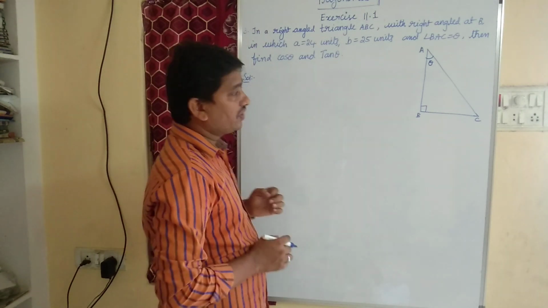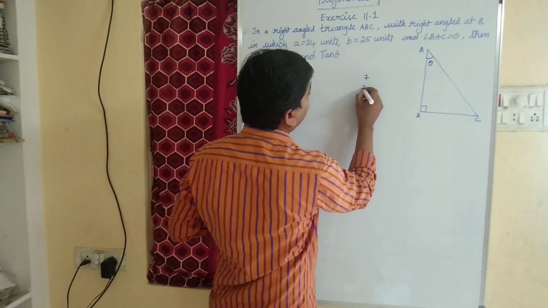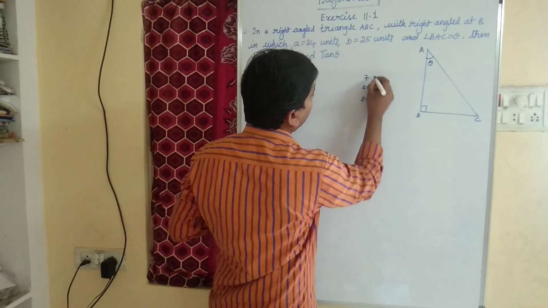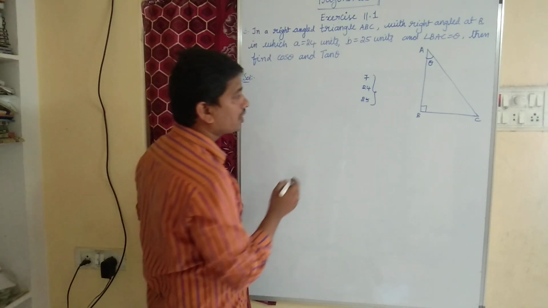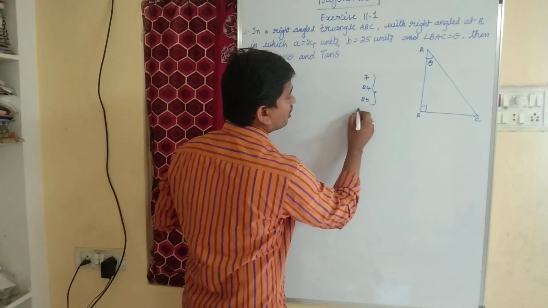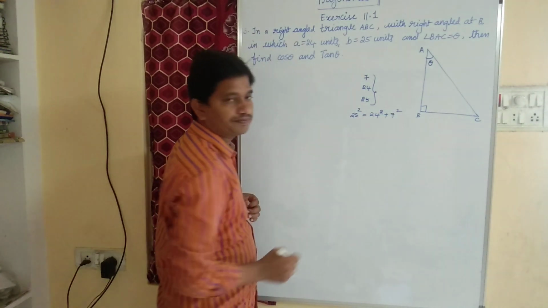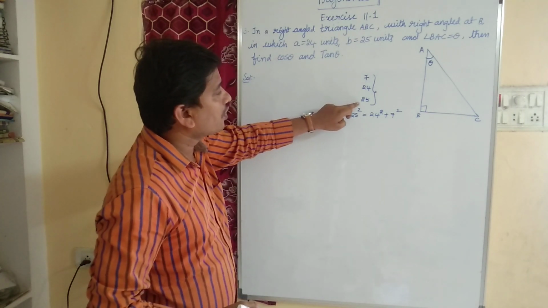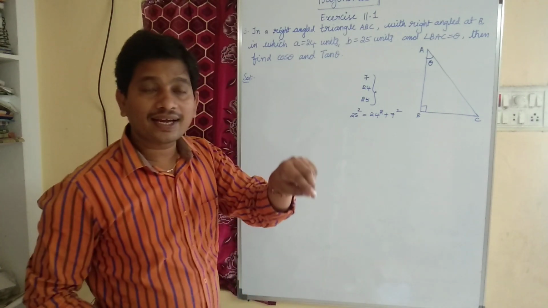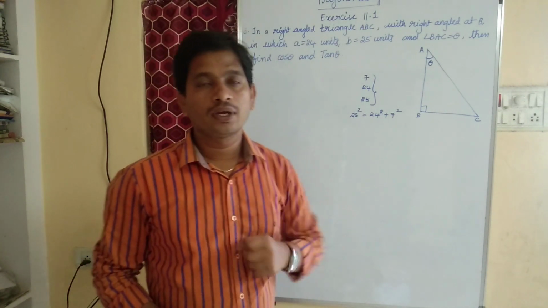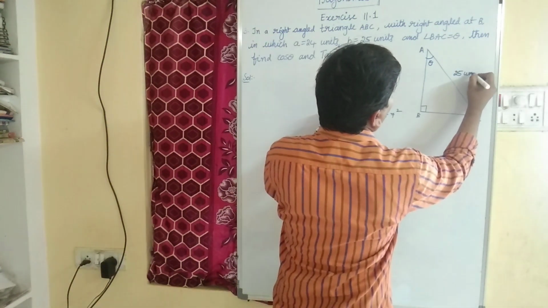As we did in the previous sum, we have 7, 24, 25. They are called Pythagorean triplets. What do we mean by Pythagorean triplet? That is 25 squared equals 24 squared plus 7 squared. Among these three, 25 is the highest length. In a right angle triangle, the longest side is called the hypotenuse. So here 25 units is our hypotenuse.